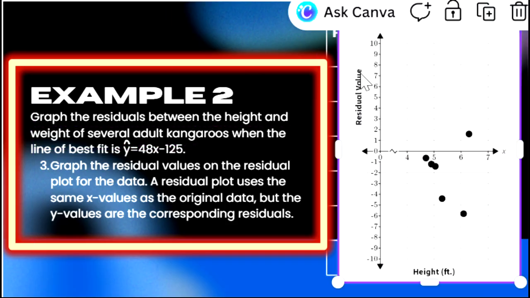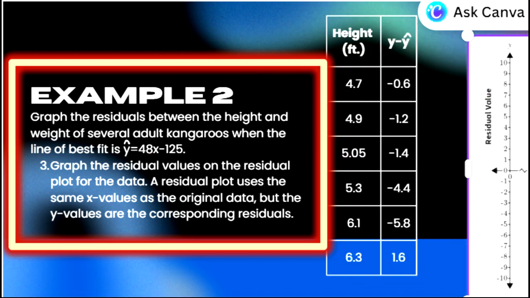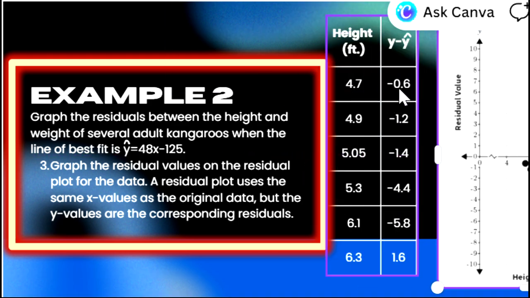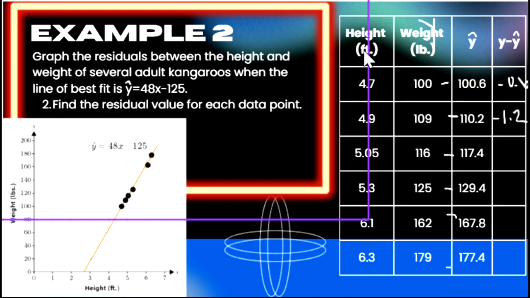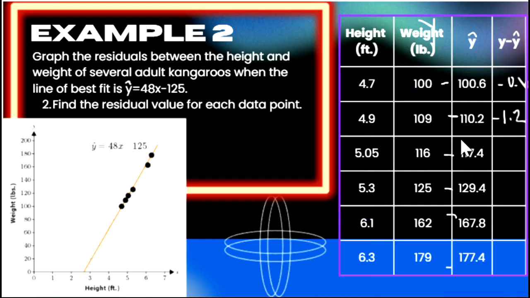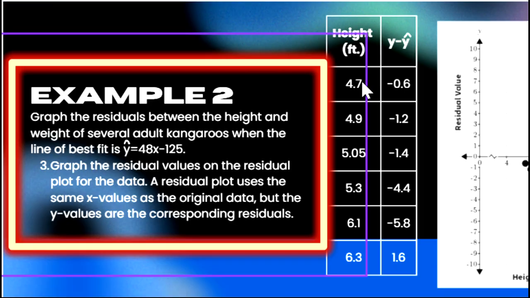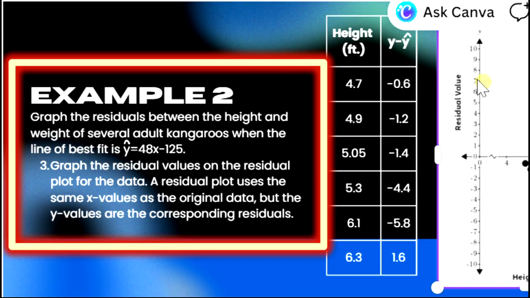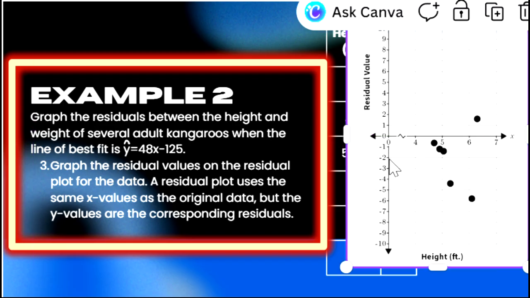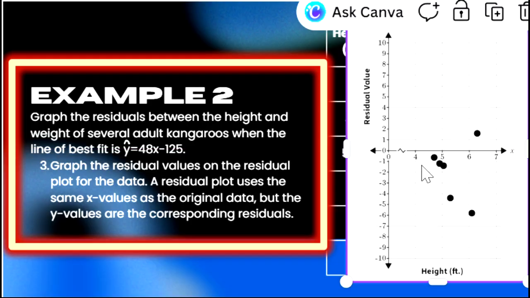They just took the information in this table and graphed the data points. That's all they did. A residual plot uses the same x values as the original data, the same x values as in the first table. They took this column and this column and got rid of the middle two. So they took the original x value and now our residual value, 4.7 and negative 0.6. So 4.7 right there, there's that point, and they just graphed them on here.